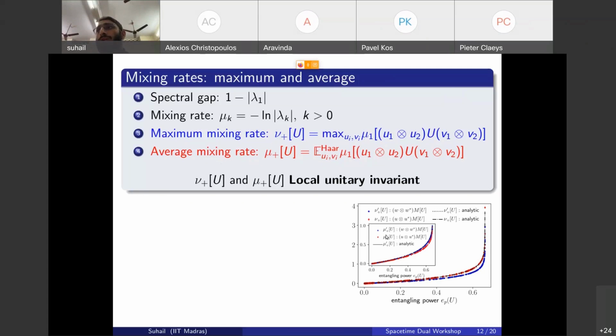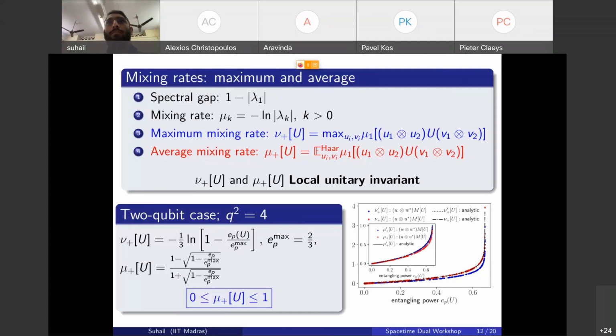So how does it look for the qubit case? It turns out to be a bit easier, because for the two qubit case, nu plus of u, taking a particular subset of these single qubit unitaries, one can show, is given by 1 minus EP by EP max. So EP max is the maximum entangling power possible for qubits, which is 2 by 3. So you can see that nu plus is determined by EP, and similarly mu plus depends on EP.